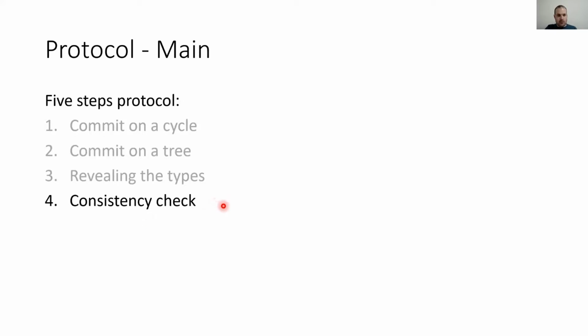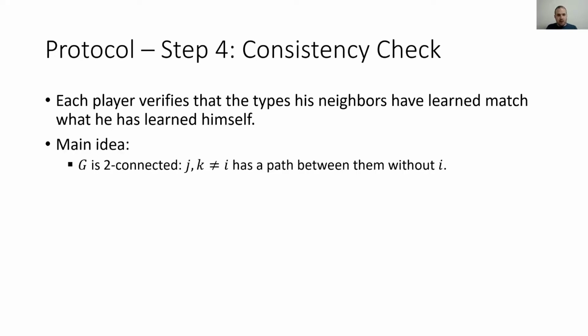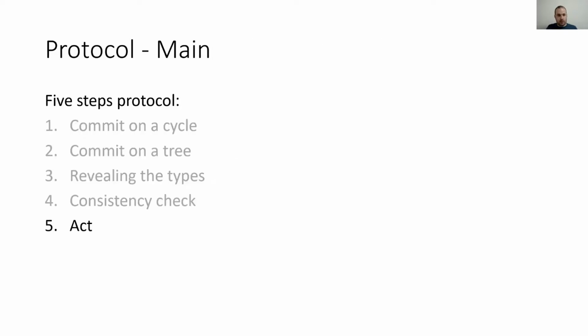Step 4 is the consistency check. In this step, each player will send all the data of the types and V to all of his neighbors, and we receive the data from them, and we'll check that the data is consistent. The main idea is that between two neighbors of I, there is a path excluding I. So I cannot send different data to J and K, since in this path, which goes without I, it will be revealed.